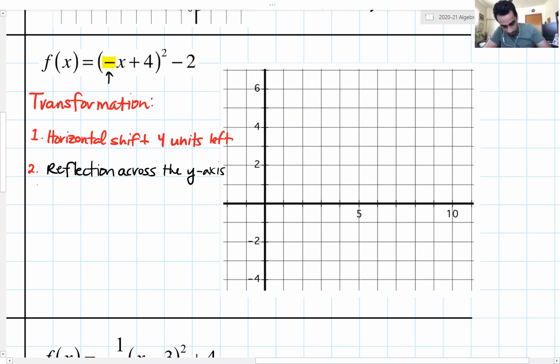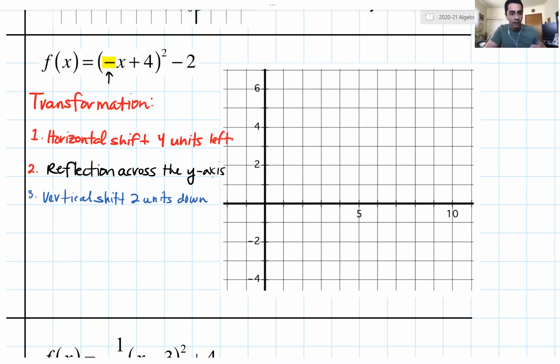And then the third type of transformation, what do we see? Yeah, now we have a vertical shift 2 units down. Okay, so we follow that k value. Okay, so now let's think about where this graph is going to end up, right? Because you have your transformations, you can follow these steps.